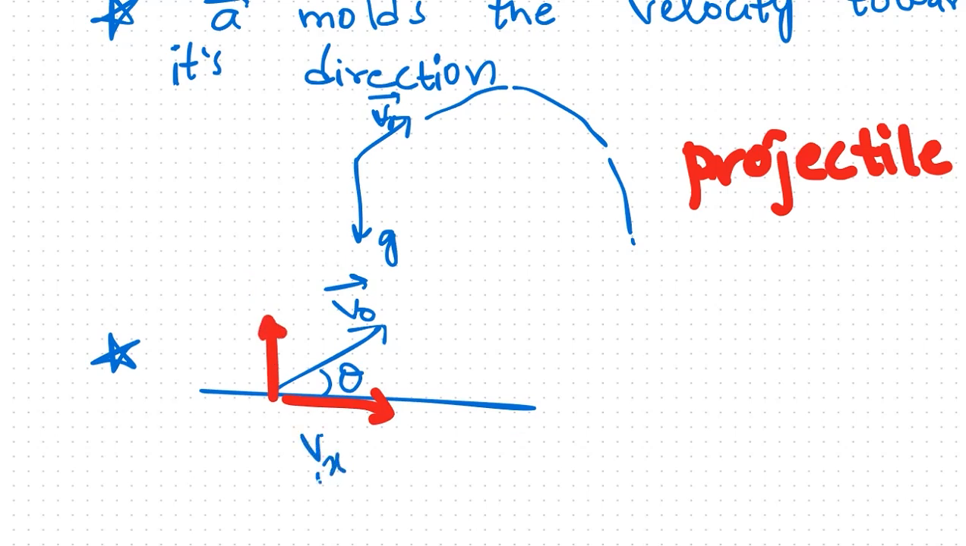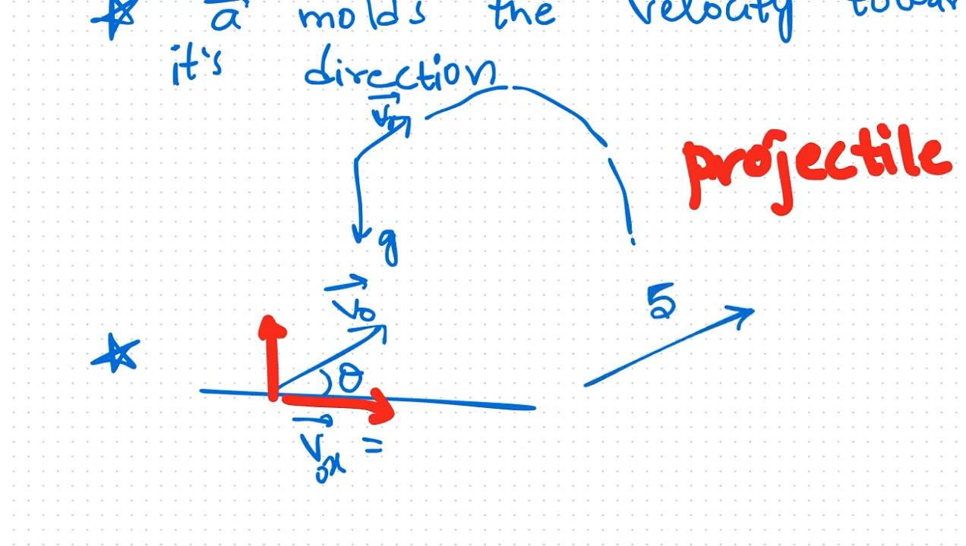So it'll be the length of the vector, and then cosine of theta will be x. And then the y component will be the length of the vector, and then sine of theta. See, I'll tell you a trick.